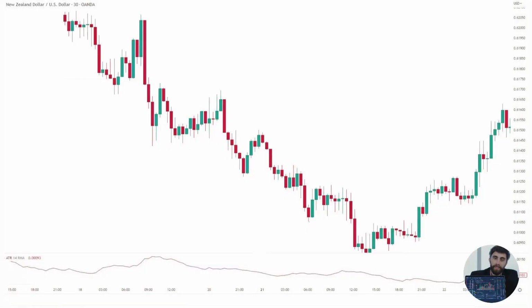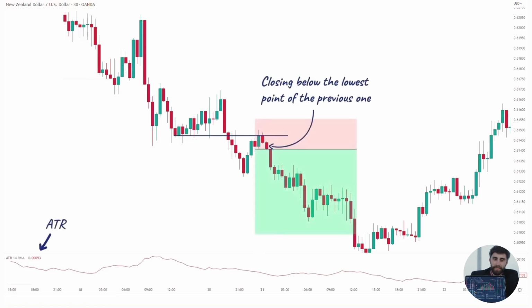Let's see another example. Here on the New Zealand dollar 30 minutes, we had a downtrend, and then the market made a double bottom and broke it to the downside. So first, we will draw a line on the close of the lowest candle of the double bottom pattern and wait for the price to touch it. Then we will open a short position when the price prints a candle, closing below the lowest point of the previous one.